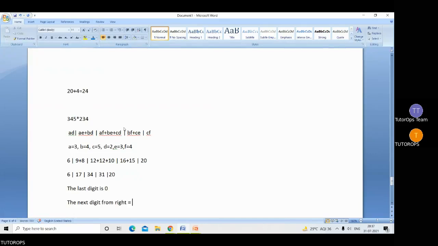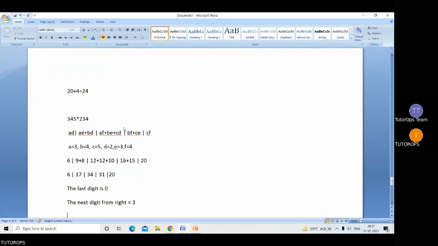And the next digit from right is the carry, which will be added to 31. So 2 carry 2 will be added to 31 to give us 33. So the last digit of 33 is 3. Again, the first digit of 33 will be carried. So 3 will be added to 34. So 37 will be there. So the last digit of 37 is 7.